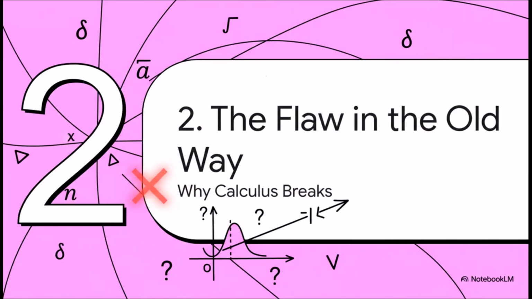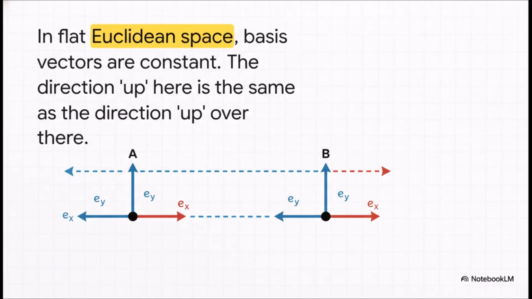So, what was this huge problem they were all trying to solve? Well, it boils down to a single flaw in one of our most basic mathematical tools, the ordinary derivative. Let's go ahead and put our first suspect on the stand and see why it fails so spectacularly in a world full of curves. In a flat Euclidean space, like a sheet of paper, life is simple. The direction up over here is the exact same as the direction up way over there. The little arrows that define our coordinate system, our basis vectors, they're constant. They never ever change no matter where you go.